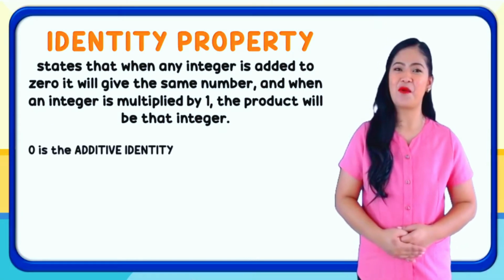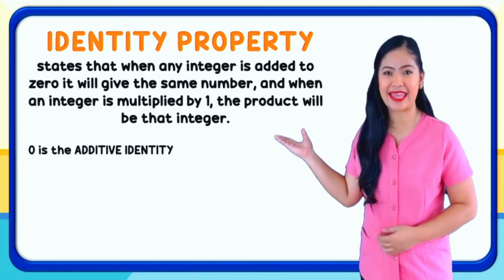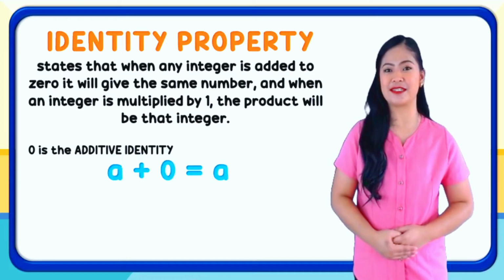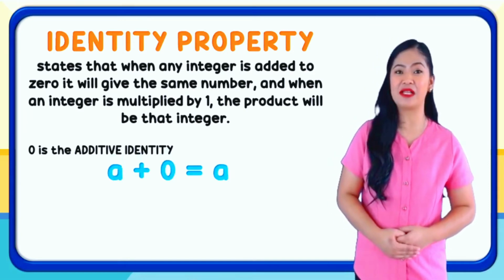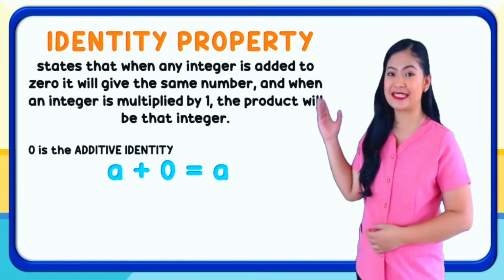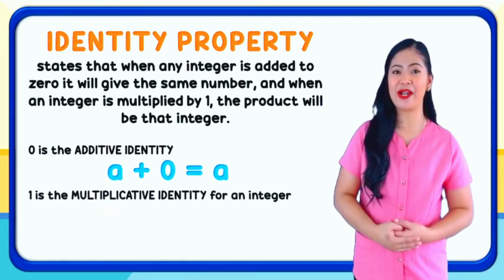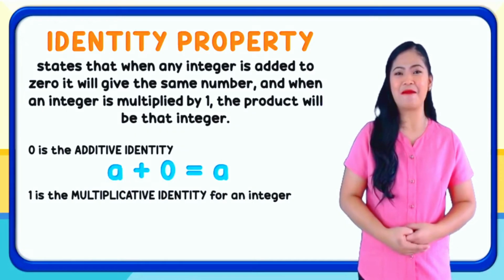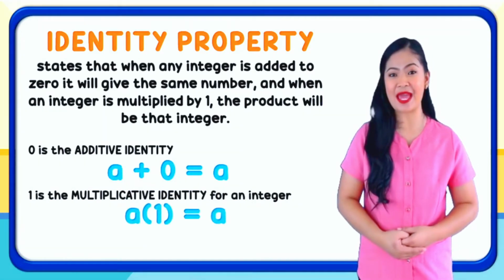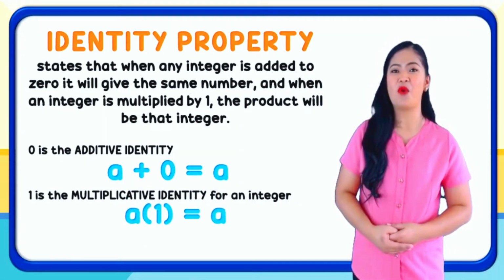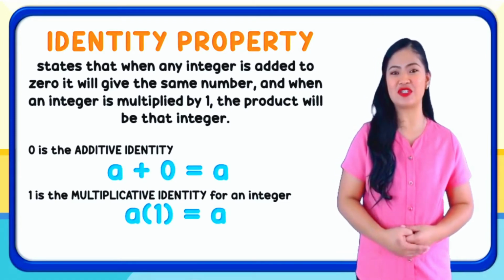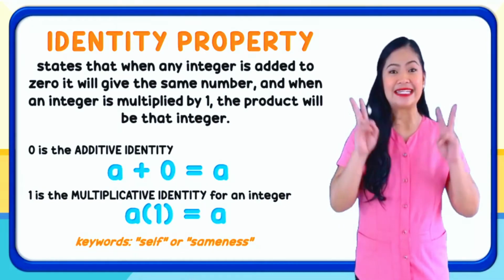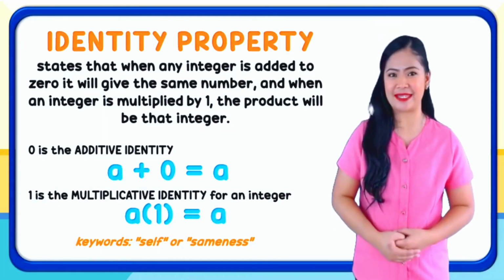That is why we call 0 as the additive identity, because any integer a plus 0 will be equal to the same integer, which is a. Furthermore, we call 1 as the multiplicative identity because any integer a multiplied by 1 will result to the same integer, which is a. Remember these keywords: self or sameness.